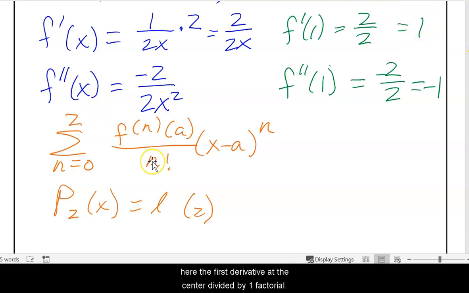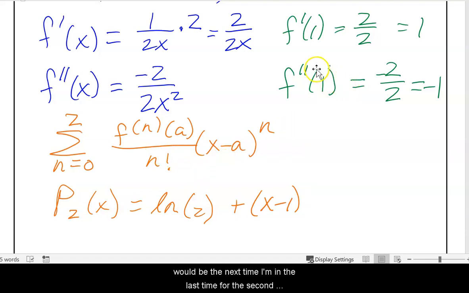the center, divide by 1 factorial. It's like my n got lost. And that would still give us 1 times x minus 1 to the first. So we would just have a 1 times x minus 1 to the first power. That would be the next term.